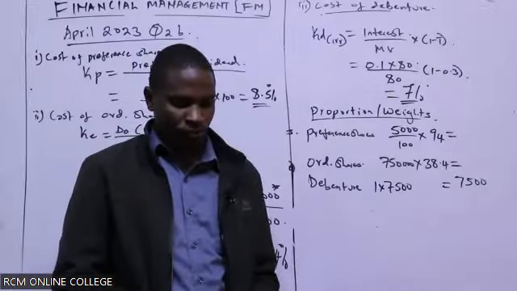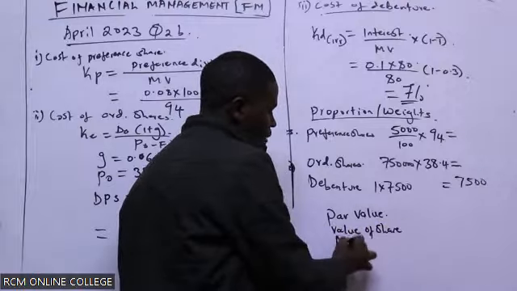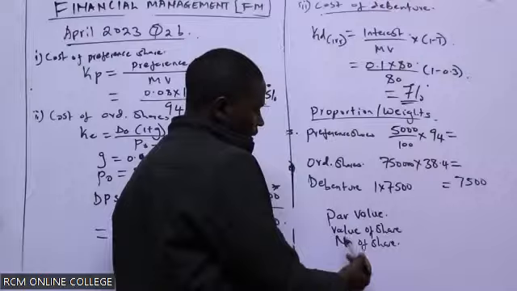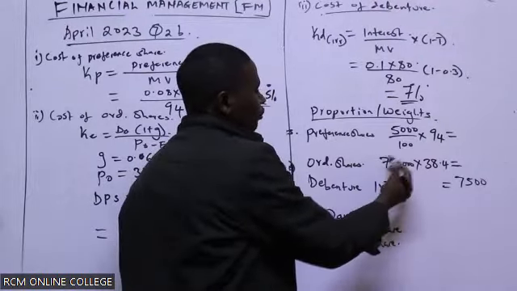Why do we use par, by the way? A good question from Immaculate. Why do we use par value? Niliwaambia kuna hizi vitu tatu: kuna par value, kuna value of share, na kuna number of share. So the moment tumepewa number of share, hii ndio tunatafuta hapa. Here we need to get the number of share. So preference share number zake zitakuwa this. Divide by par. Find number of share.